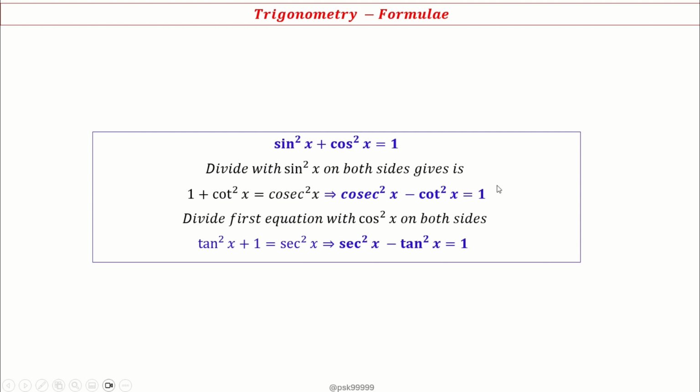You can convert everything into sine and cos and apply this equation. Or a better way, if you want to do things faster, you should remember these also. Very easy. You just divide the main equation with sine or cos, and that is what you will get. Okay.